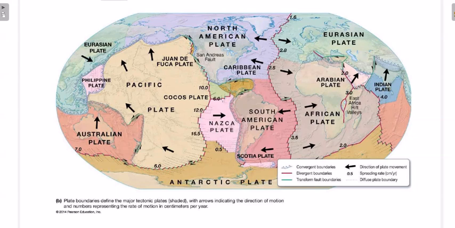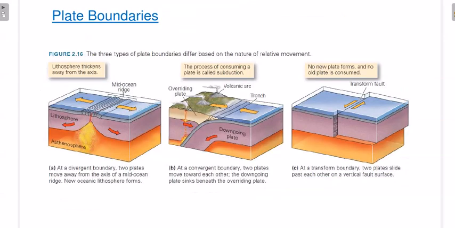Like for example, African plate ki arrow kuch is tarike se hai. This is north, this is south, this should be east, this should be west. So if the question arises in which direction the Arabian plate is moving, the Arabian plate is moving towards eastern direction. While if the question arises in which direction the Indian plate is moving, the Indian plate is moving toward northeast direction, right? Look at this arrow. While the North American plate is moving toward west or northwest. Okay, so ye kuch factual questions aa sakte hain inse, theek hai? To ye aap note kar lena.